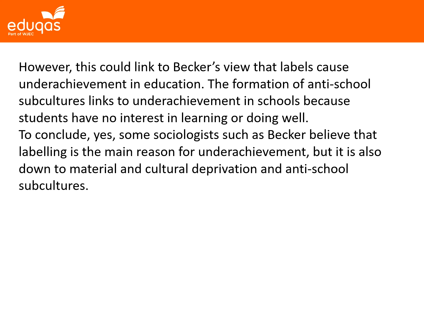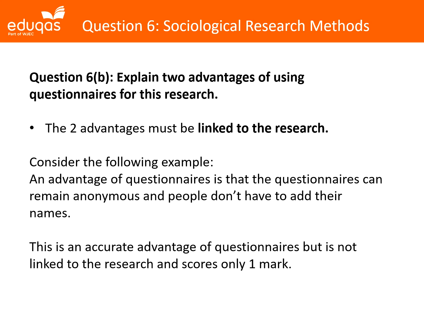We'll now look at question 6B in sociological research methods. This question clearly states in the question for this research. Some attempt is required to link this advantage to the given research. For example, the above example could be followed by: teenagers may be reluctant to express their views on a fairly personal matter and may prefer to remain anonymous.